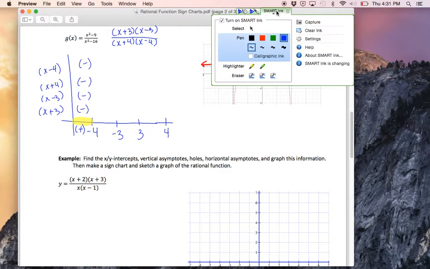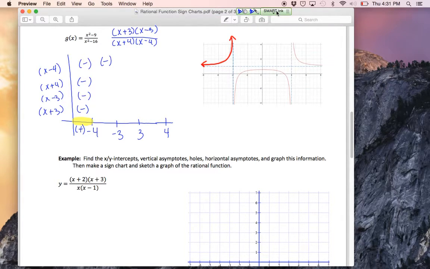Okay, now from -4 to -3, let's say I put in -3.5. So -3.5 minus 4 is going to be negative. -3.5 plus 4 is going to be positive. -3.5 minus 3, negative. -3.5 plus 3 is going to be negative. So 3 negatives and a positive end up giving me negative values. So I know that from this value of -4 all the way up to this x-intercept of -3, which is right here, my function is going to be below the x-axis.